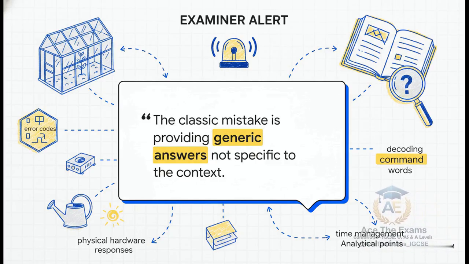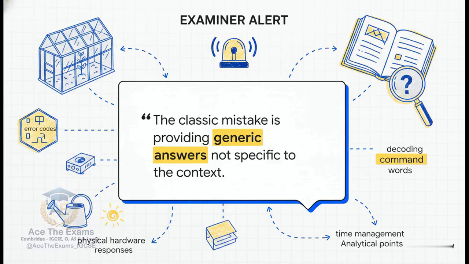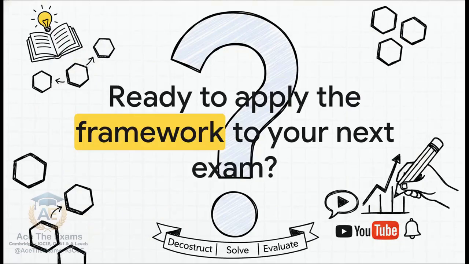For instance, if the exam prompt is about an automated greenhouse using hexadecimal error codes, your answer better explicitly mention the greenhouse environment, the specific temperature or humidity sensors, and exactly how those hex codes trigger physical hardware responses. That contextual link, that final L in your Peel paragraph, is the absolute guarantee for top marks. Students who implement these computer science strategies see an average improvement of 2 grade boundaries, but only if they practice consistently with our weekly videos.